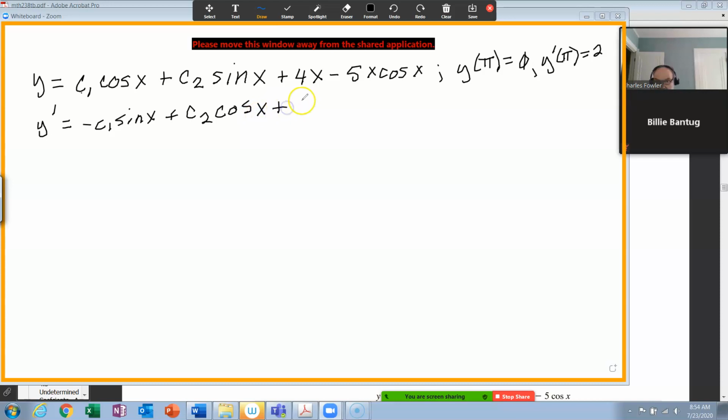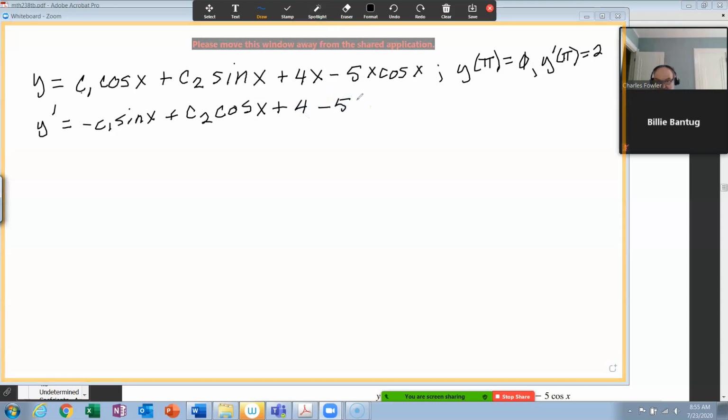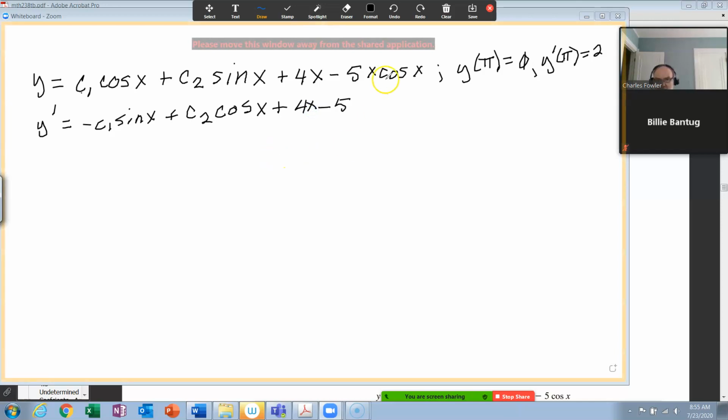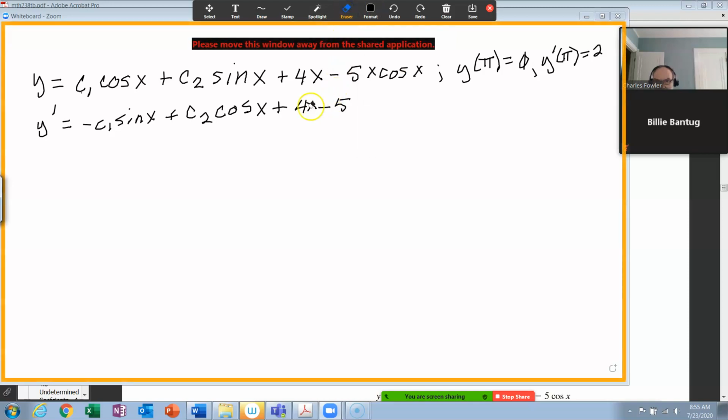plus 4 minus 5, wait, huh? I left off my x. I'm taking the derivative, sorry about that. I thought I was right. I forgot what I was doing there. This is such a pain in the neck.